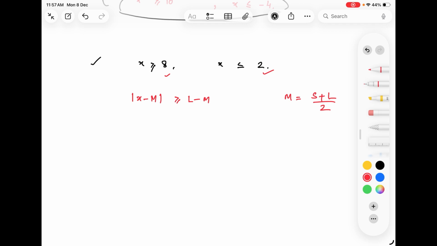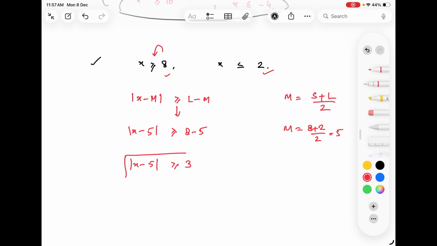So here we have x minus, what's the mean over here? Mean is 8 plus 2 by 2, which is 5. So 8 plus 2 is 10, 10 by 2 is 5, so I write this. And this sign will be of the larger number. The larger number is 8, and its sign is greater than, so I write greater than, larger minus mean. So the final answer is greater than or equal to 3.